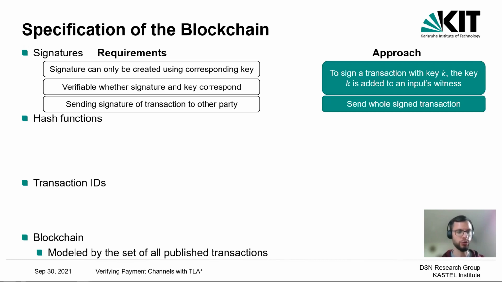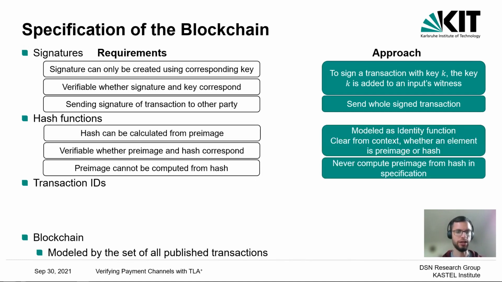Now, when specifying hash functions, we have the requirements that a hash can be calculated from a pre-image, and it must be verifiable whether a pre-image and a hash value correspond. We modeled this using the identity function. So a hash and a pre-image are always the same if they correspond. And it must be clear from context, which means from the variables that a pre-image or a hash is stored in, whether we are looking at a pre-image or a hash.